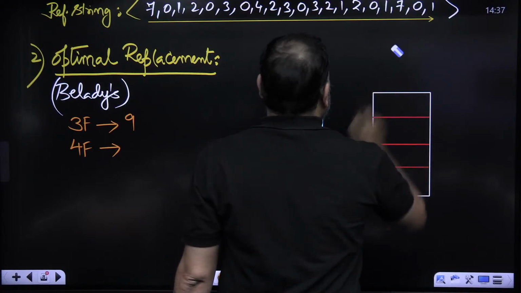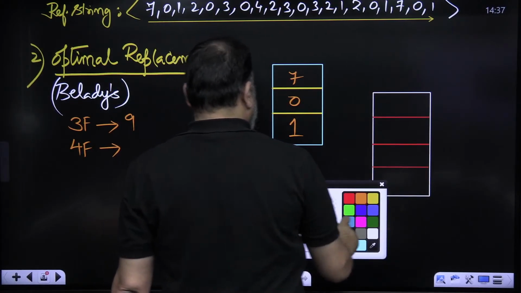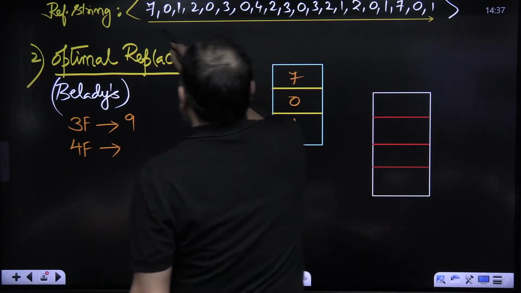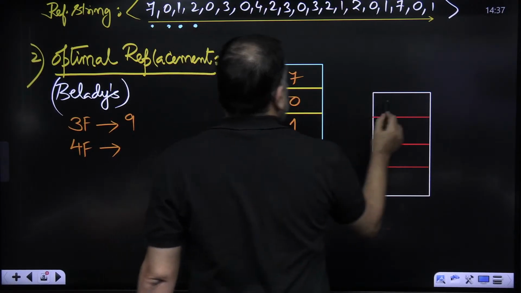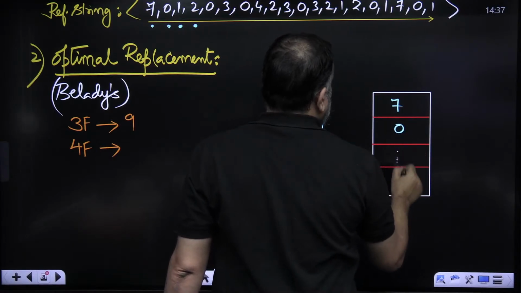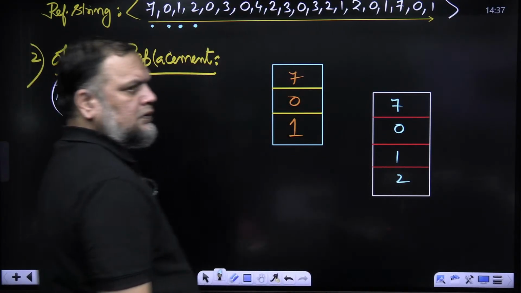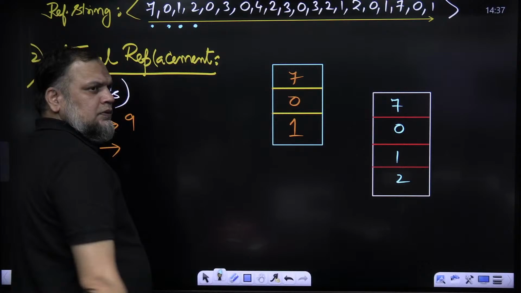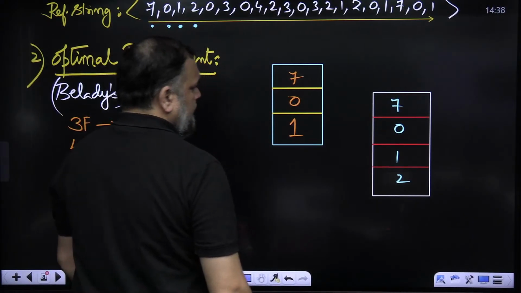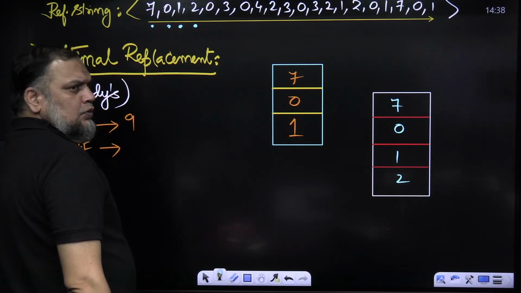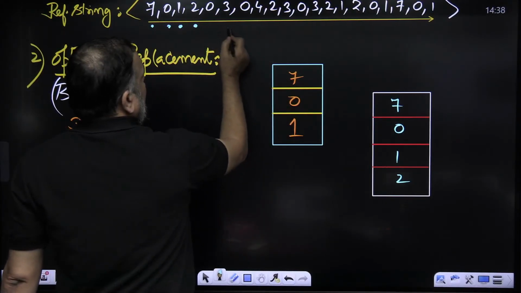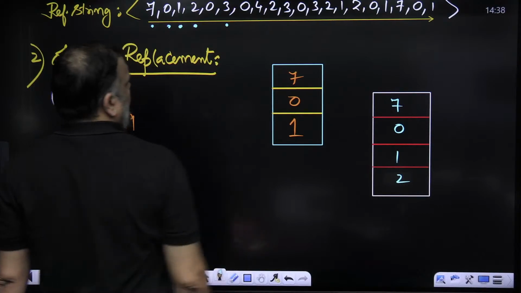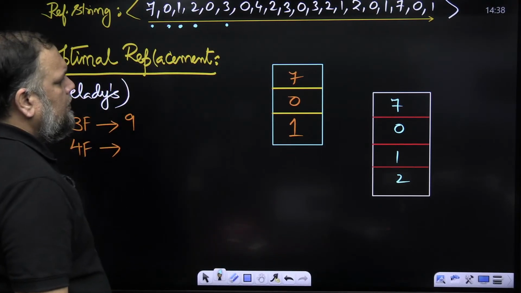So I'm working out here for 4 frames. Check. Initially 7, 0, 1, 2, 4 page faults. Then after that 0 will not cause a fault, 3 will cause a fault. Who will come in place of 3? Whom will we replace in place of 3?